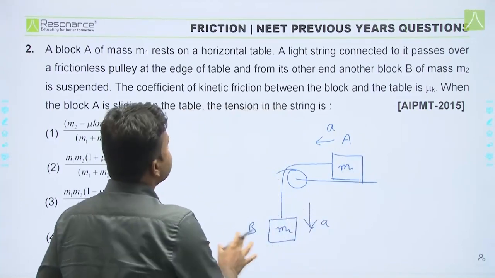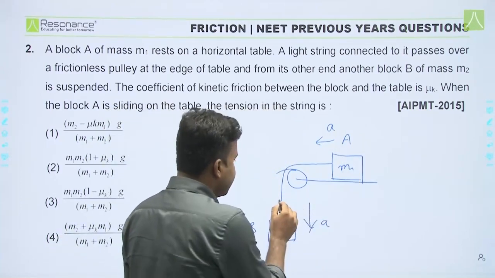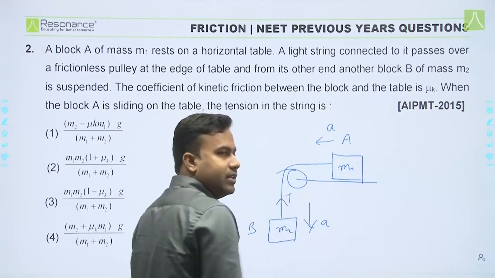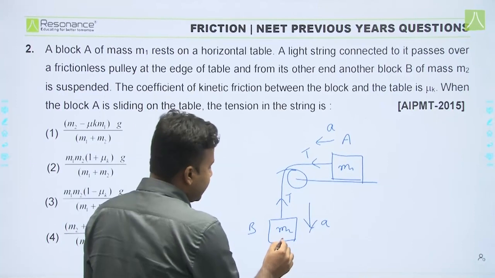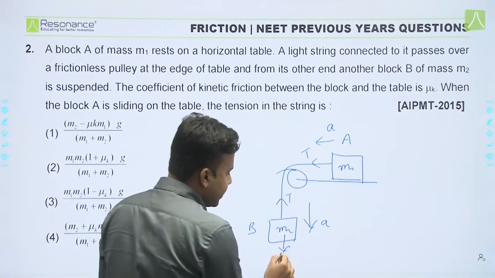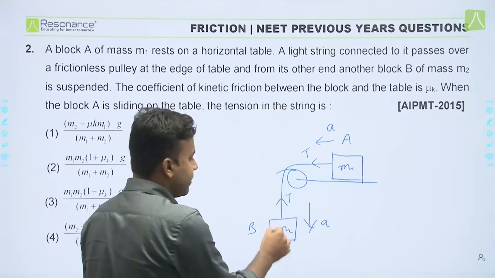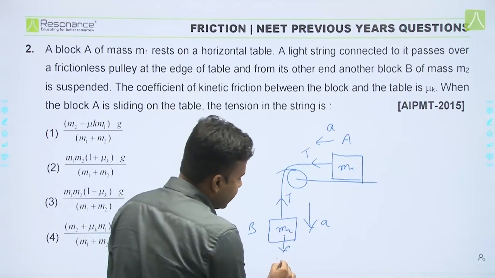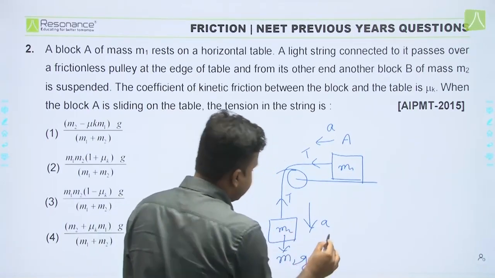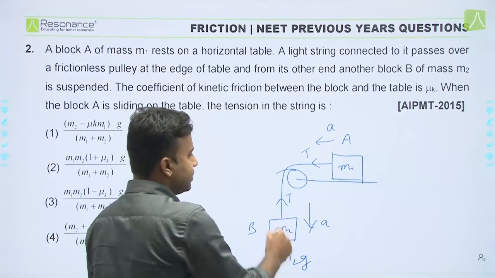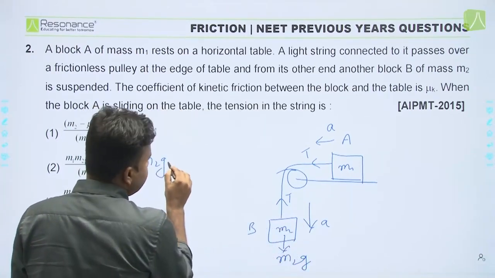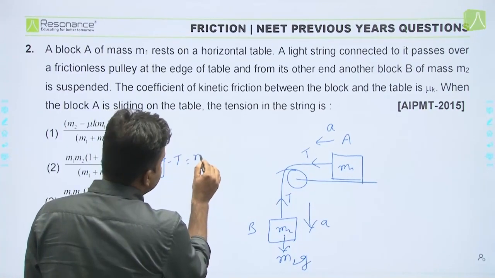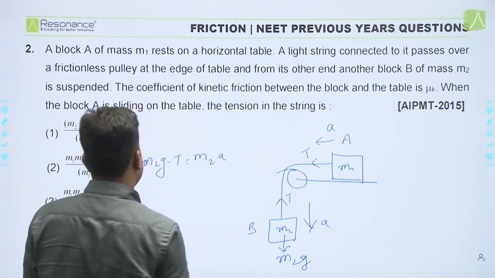You have to find the tension in the string, so I am assuming the tension in the string is T. Here also the tension will be T. Now look at this, in the downward direction this block is experiencing a force because of the mass here, which is m2 into g. Now write down the equation for this block. What we can write? m2g minus T equal to m2 into A.